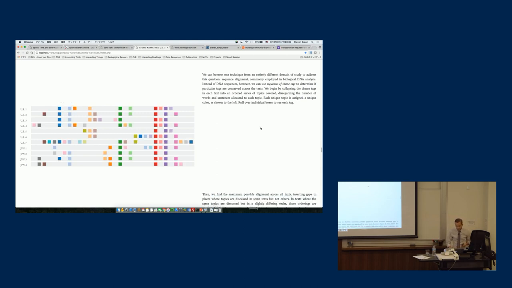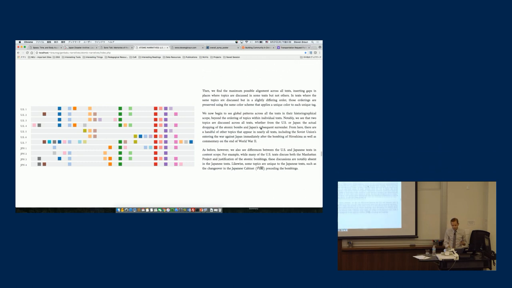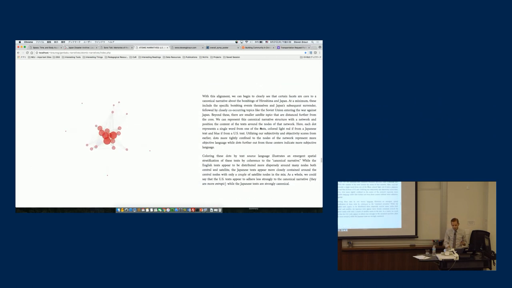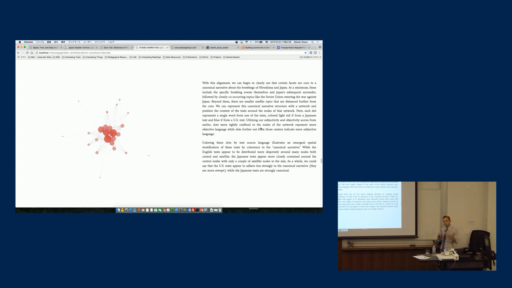So we can begin to see, using this sort of alignment of themes, this idea that there's a canonical narrative that's forming across all of these texts. And how can we characterize that? Is there a particular set of events, a particular narrative, that all of these different textbooks have in common in how they depict the end of the Second World War?